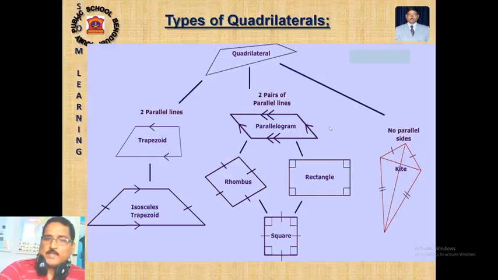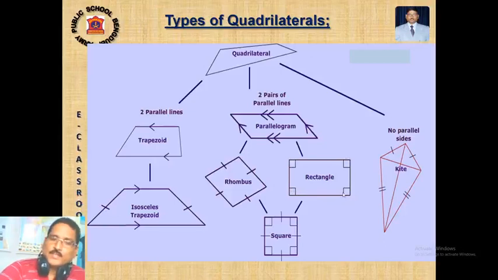Similarly, a parallelogram will be a rectangle when one angle is 90 degrees. Because in a parallelogram opposite sides are equal, in a rectangle opposite sides are equal, and in a parallelogram opposite angles are equal. In a rectangle, all angles will be equal, 90 degrees. So a parallelogram will be a rectangle when one angle is 90 degrees. If one angle is 90 degrees, it is bound to follow that all angles will be 90 degrees.